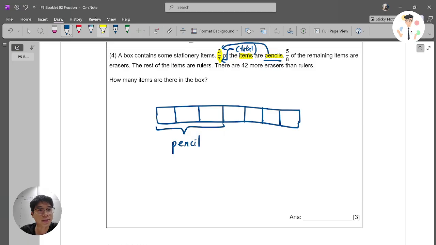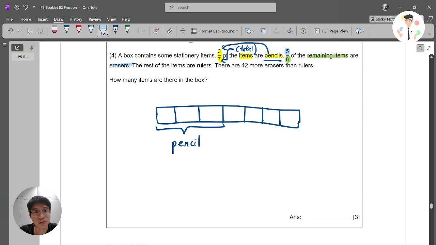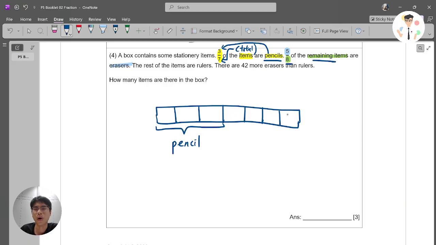Next, it says 5 out of 8 of the remaining items are erasers. So this 8 is the remaining items, and this 5 will represent the erasers. But the problem here is, teacher, I have a question. It says the remaining is 8, but the remaining here is only 4: 1, 2, 3, 4. But here it says 8.